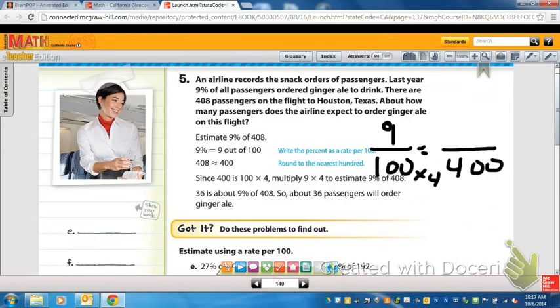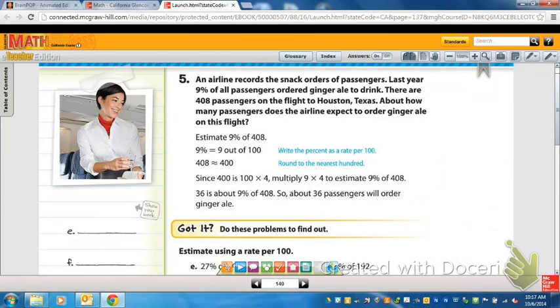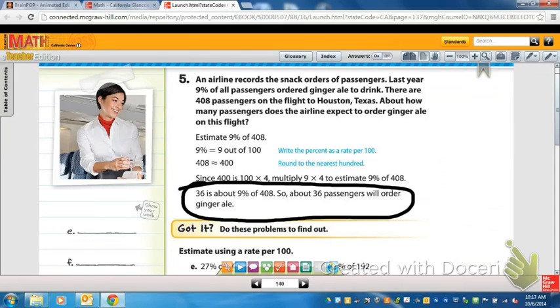And 10 times 4 is 400, and 9 times 4 is 36. So 36 is about 9% of 408. So about 36 passengers will order ginger ale.